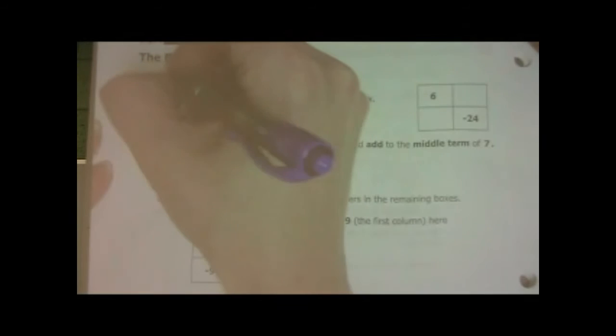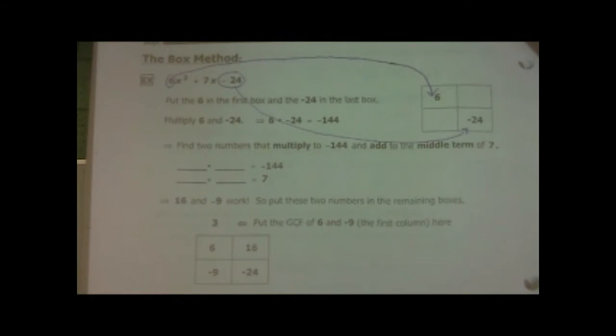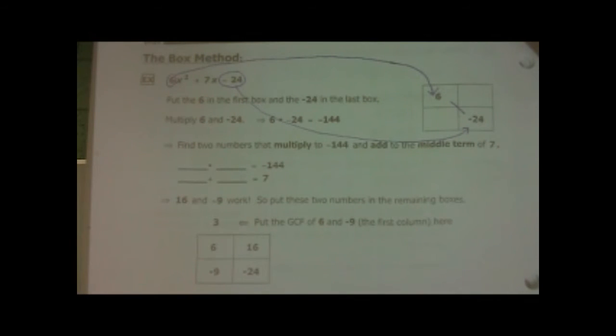And in our very first box, we're going to put this number, the 6. This goes in our very first box. Our negative 24, and make sure you take the sign with it, goes in this box. Okay? That's how we're going to start. Then we're going to multiply the 6 and the negative 24. And when we do that, we get negative 144.